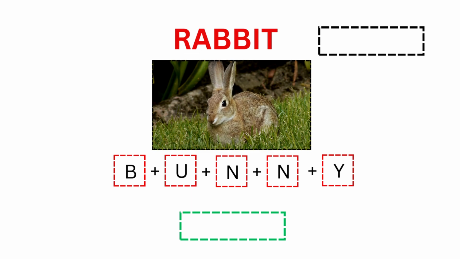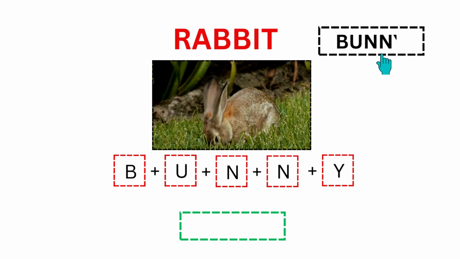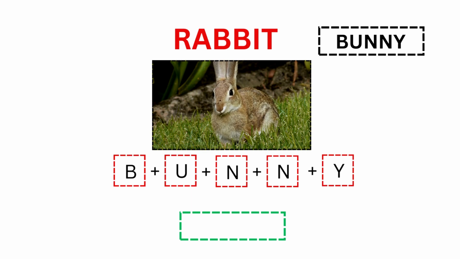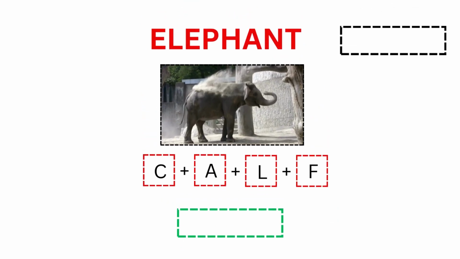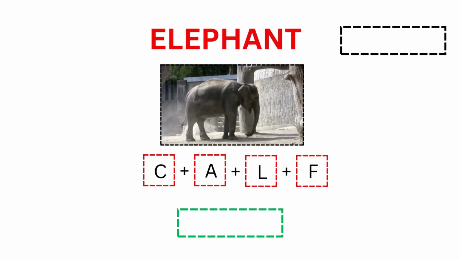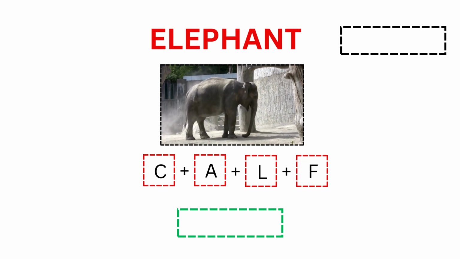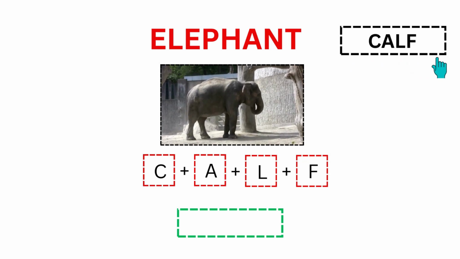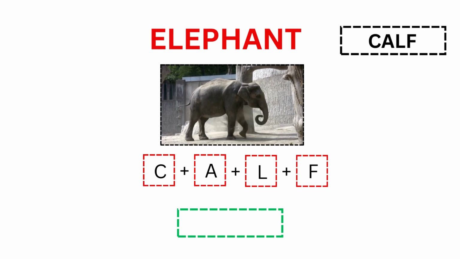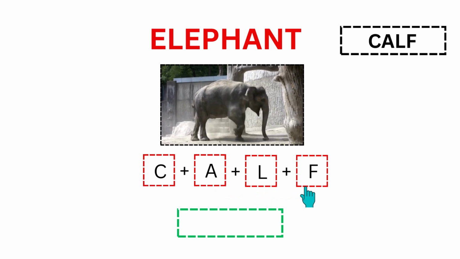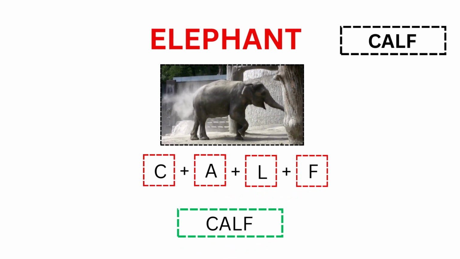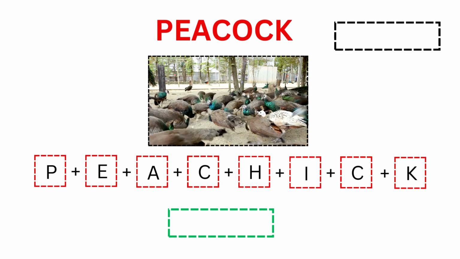A baby rabbit is called a bunny. Rabbit के बच्चे को bunny कहा जाता है. BUNNY bunny. Number 33 is elephant. A baby elephant is called a calf. Elephant के बच्चे को calf कहा जाता है. CALF calf. Number 34 is peacock.